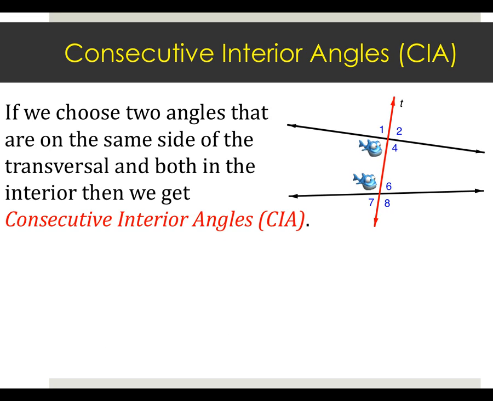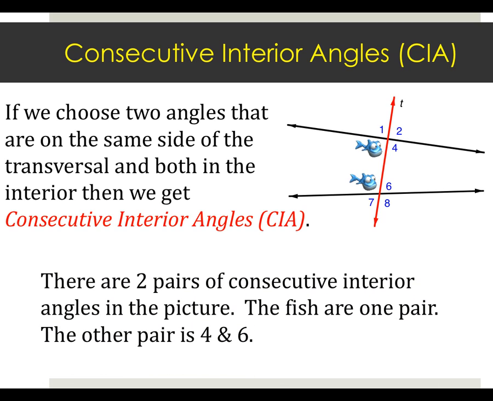Consecutive interior angles. Consecutive, next one to follow. Interior, inside. These are sometimes, I learned these originally as same side interior, so I sometimes will refer to them that way. But the big bulgy-eyed fish are consecutive interior angles on the same side of the transversal in the interior. The other pair would be 4 and 6.